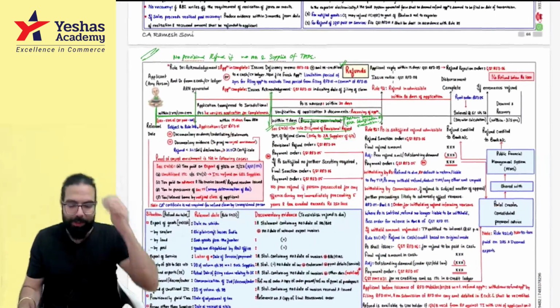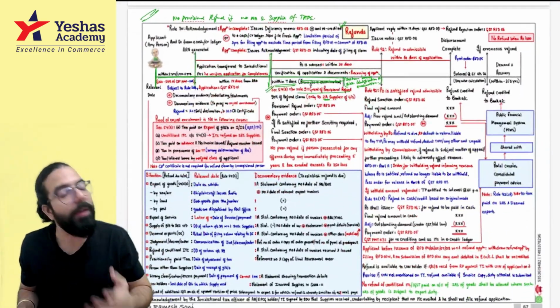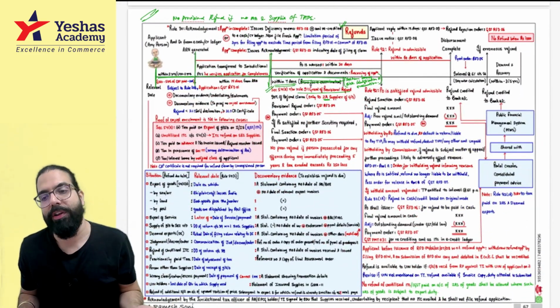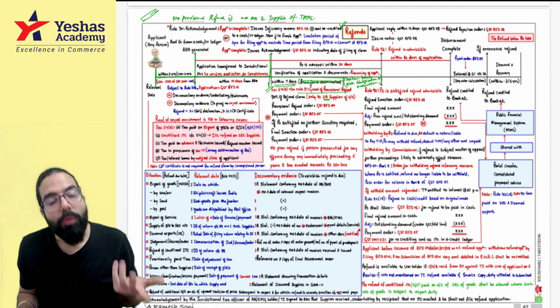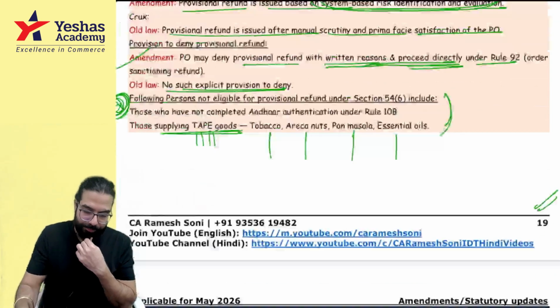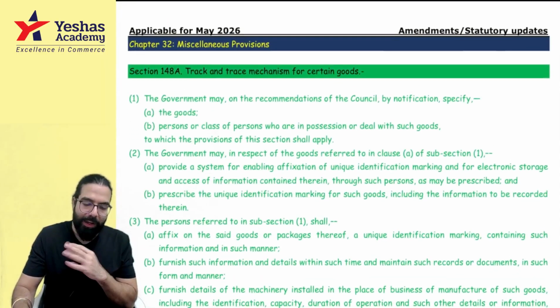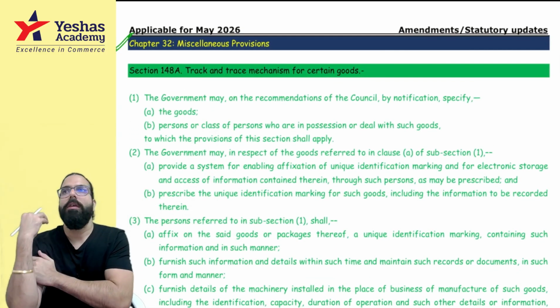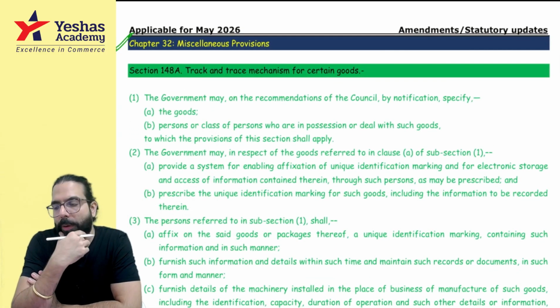Done, sir. We'll write it and keep. Overall story, everyone. Refund chapter, no amendment, no change in any question answer. What is the change? No change. Done, sir. Okay. Next. Now, in miscellaneous provision, one additional point has been brought by the government.